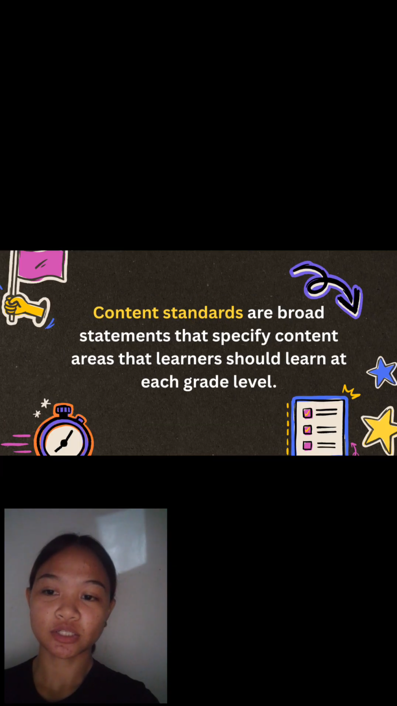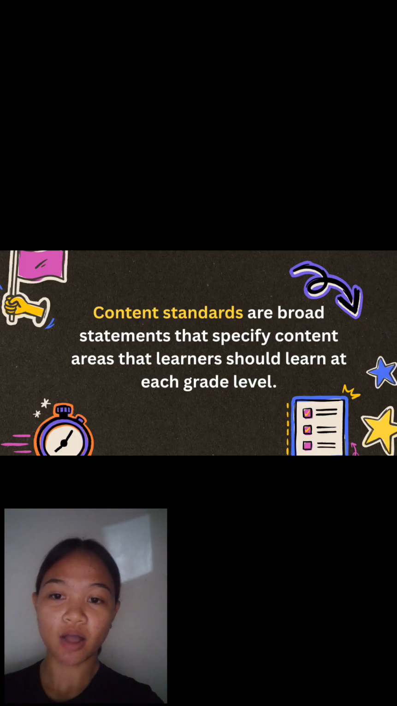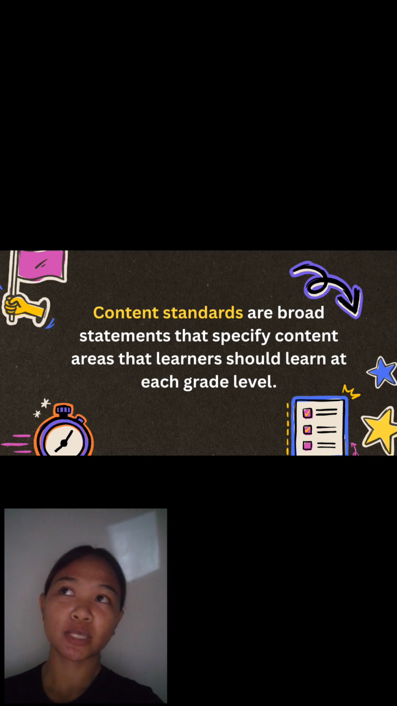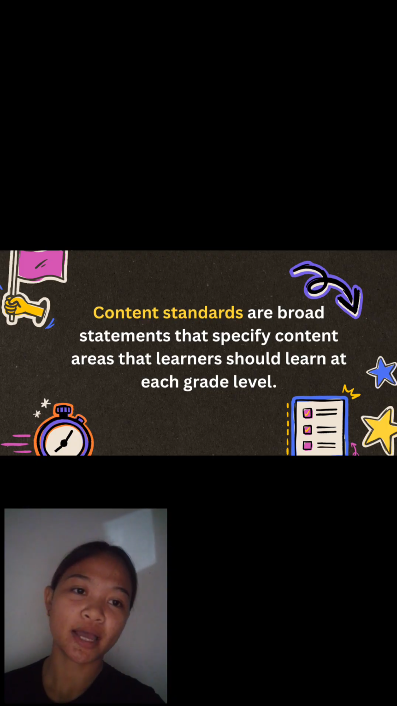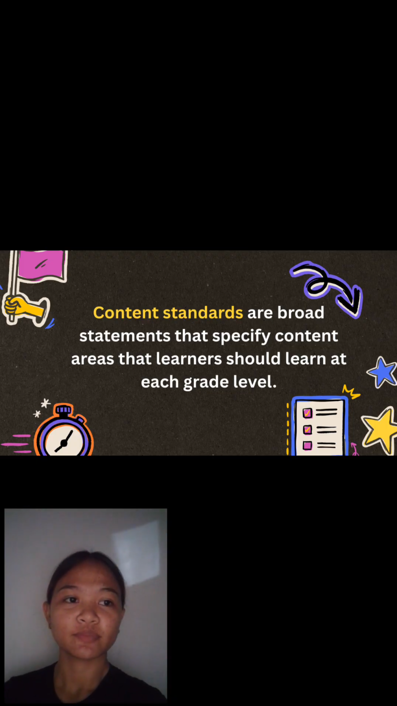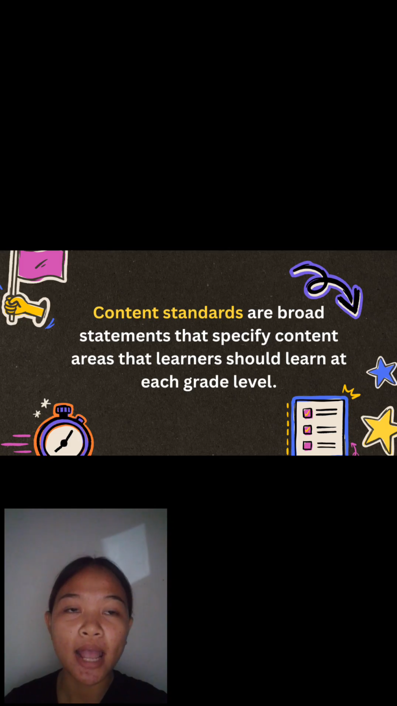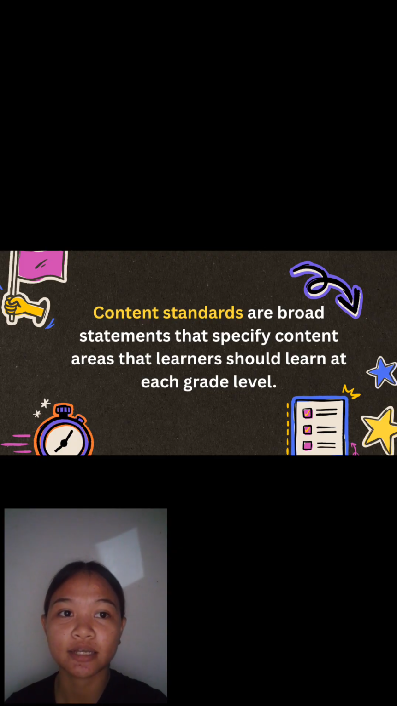So the second one is content standard. So content standards are broad statements that specify content areas that learners should learn at each grade level. So when we say content standard, this defines what students are expected to know and understand in a specific subject area at a particular grade level. So for example, student will learn about the parts of speech.